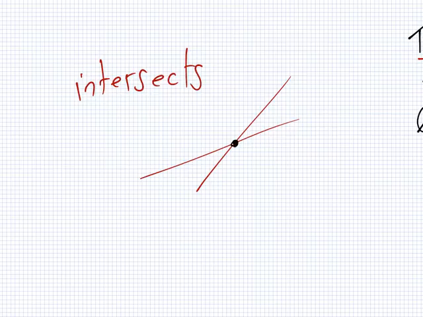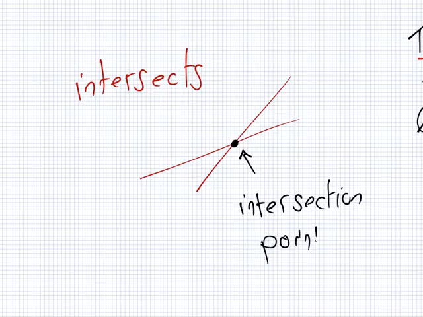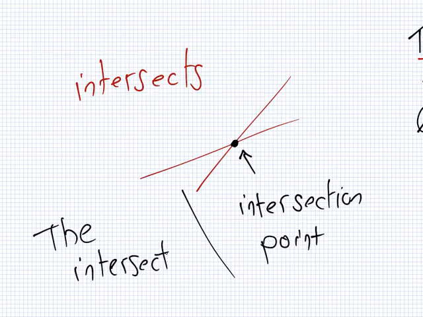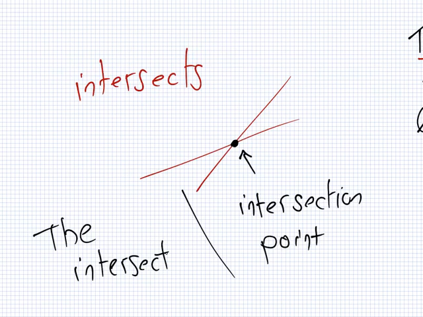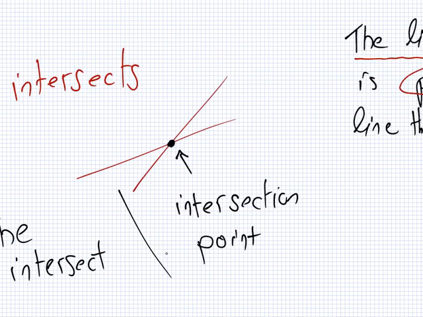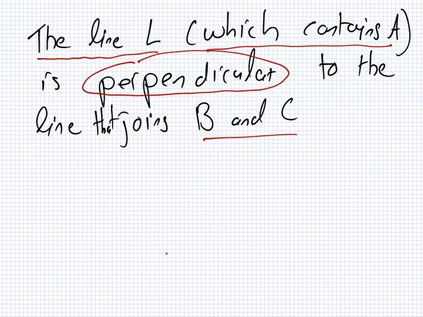And here, this point is called the intersection point. But it's also called the intersect. Is that okay? Yeah. Can I go back here? You want this word? Okay, so now let's have a look.